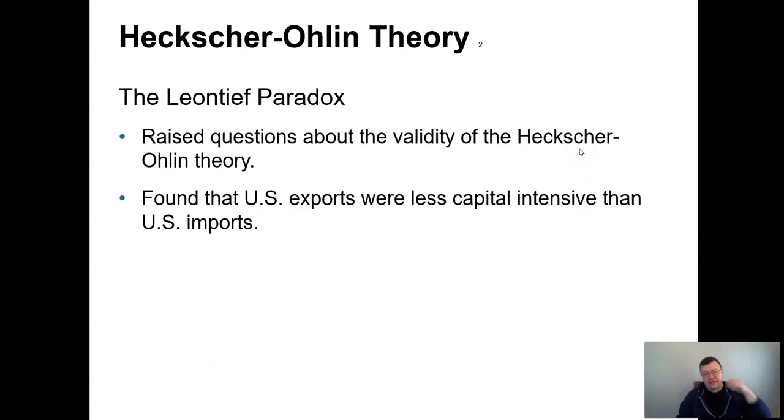Oddly enough, there was this guy, Leontief. He was a Russian who won a Nobel Prize. And he did some studies, and he found that the Heckscher-Ohlin theory did not necessarily hold. And we still don't know why it didn't hold, because the theory seems to make sense. But he found that U.S. exports were less capital intensive than U.S. imports, which, according to the theory, should not be. Why do you think that's the case? If you have an idea, let me know.